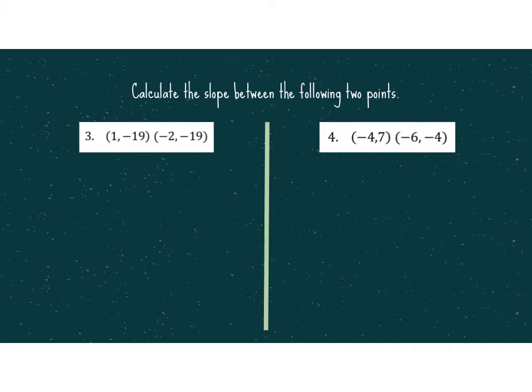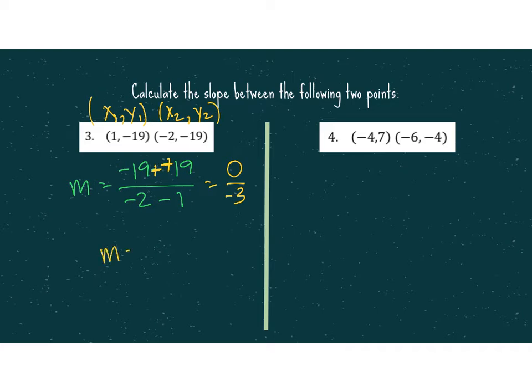All right, let's do number 3. I have x1, y1. That's a comma in the middle there. Sorry if my handwriting makes it kind of hard to tell. x2, y2. So my slope looks like negative 19 minus negative 19 divided by negative 2 minus 1. All right, so negative 19 minus negative 19. There's that double negative again, so that becomes plus a positive. Negative 19 plus 19 gives me 0. And then negative 2 minus 1 gives me negative 3.